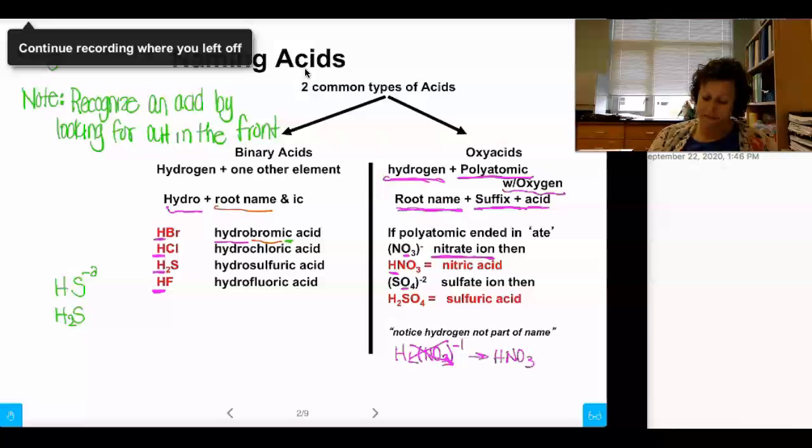Nitric acid. Sulfuric acid. The sulfate ion has an oxidation number of -2. Hydrogen +1. Crisscross: H2SO4. It's the sulfate ion. You drop the ate. It's sulfuric acid.